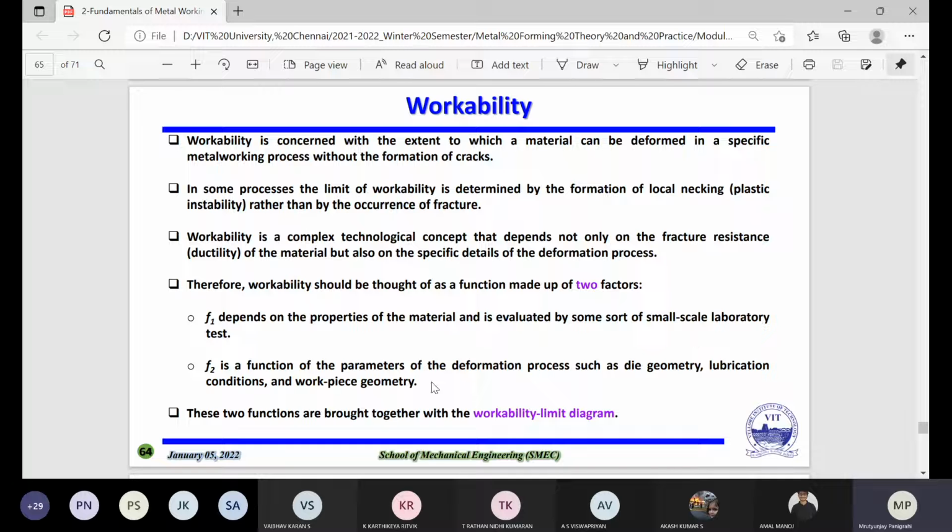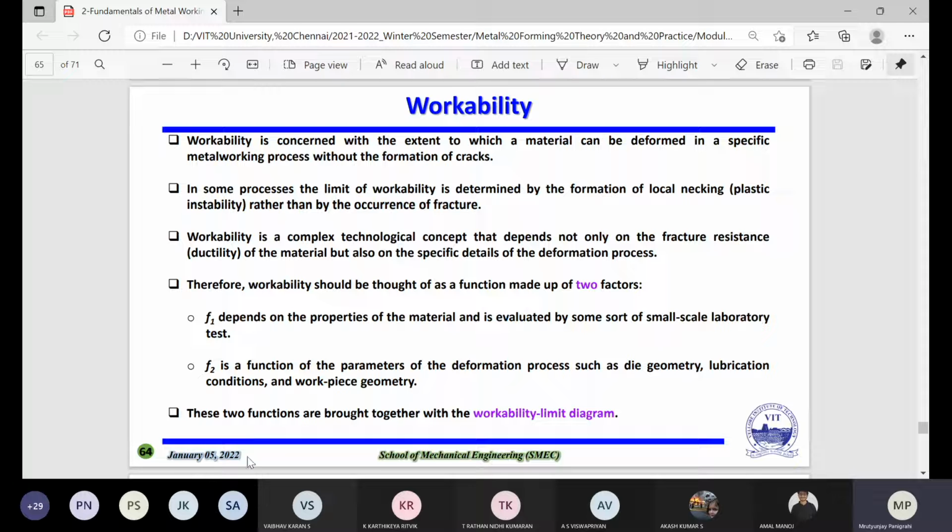And the second is a function of the parameters of the deformation process, such as the die geometry, which we studied in the last class, lubrication condition, and workpiece geometry. Okay, so these we have also studied, because why we are using lubrication, what the impact should be, and what motivation or advantage we can get there, we have also discussed. Then workpiece geometry, which we also covered in the last class. So these are the basic parameters when we are talking about workability.